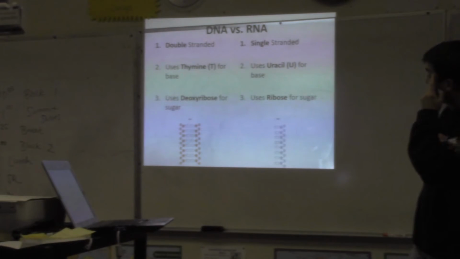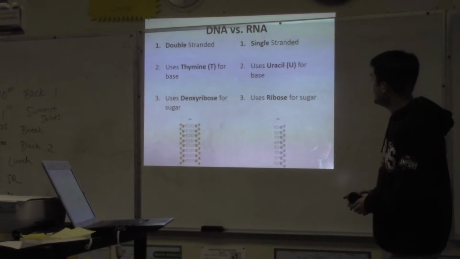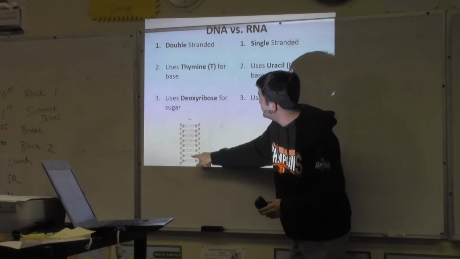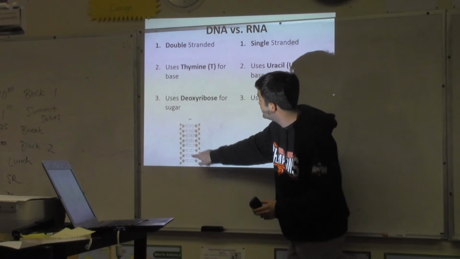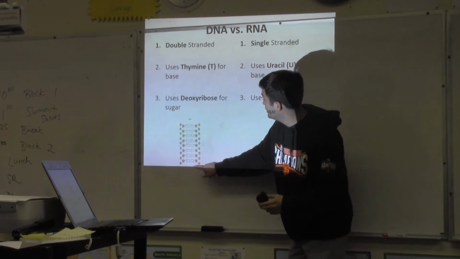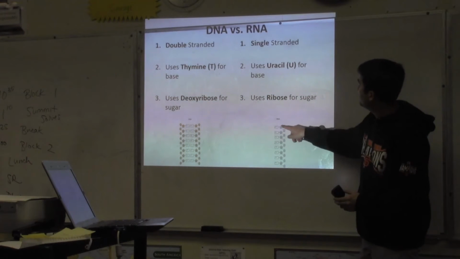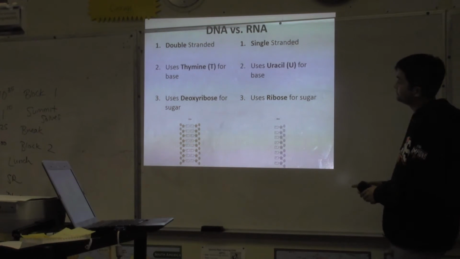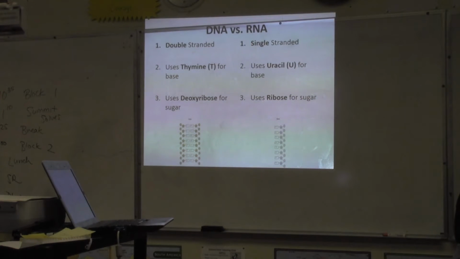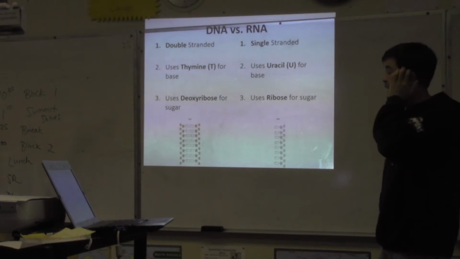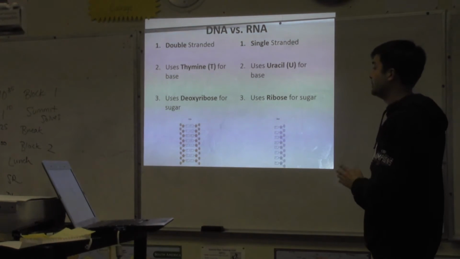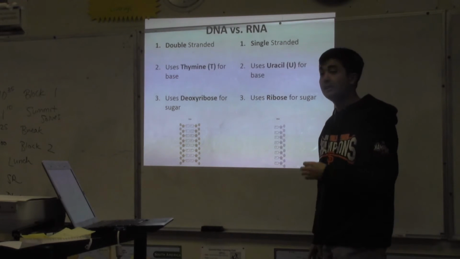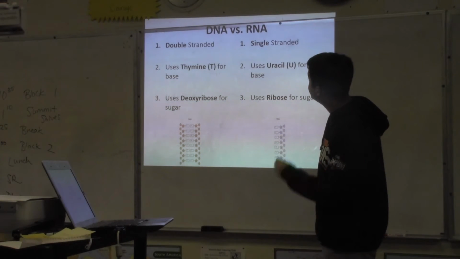And the last big difference, like Alondra pointed out, the sugar in DNA is deoxyribose. That's why there's D's on these sugars. And the sugar in RNA is ribose. That's why these are R's. So these are the three big differences between DNA and RNA. So definitely know these like the back of your hand. Know the key differences because there'll be several questions on the content assessment asking you about these differences.